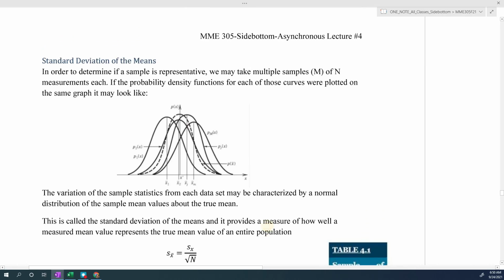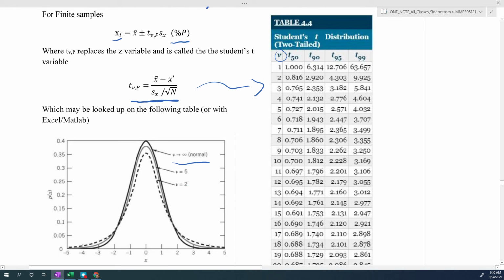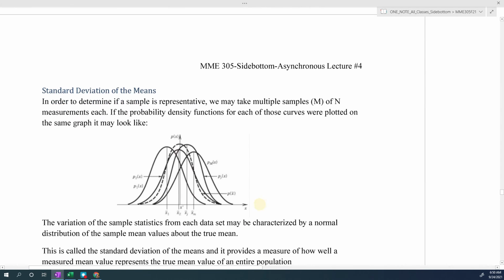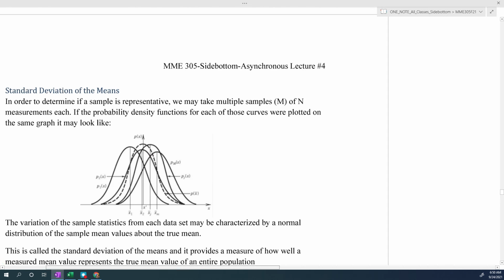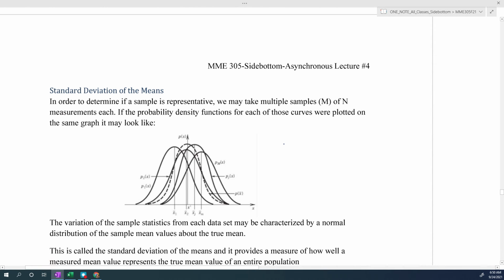In addition to that, there's another thing we need to be interested in, which is called the standard deviation of the means. If we take multiple samples, a few different data sets, so we have m data sets, each of them having n measurements, each of the curves would look different. They would each have their own mean value and their own standard deviation. It would be a mess.